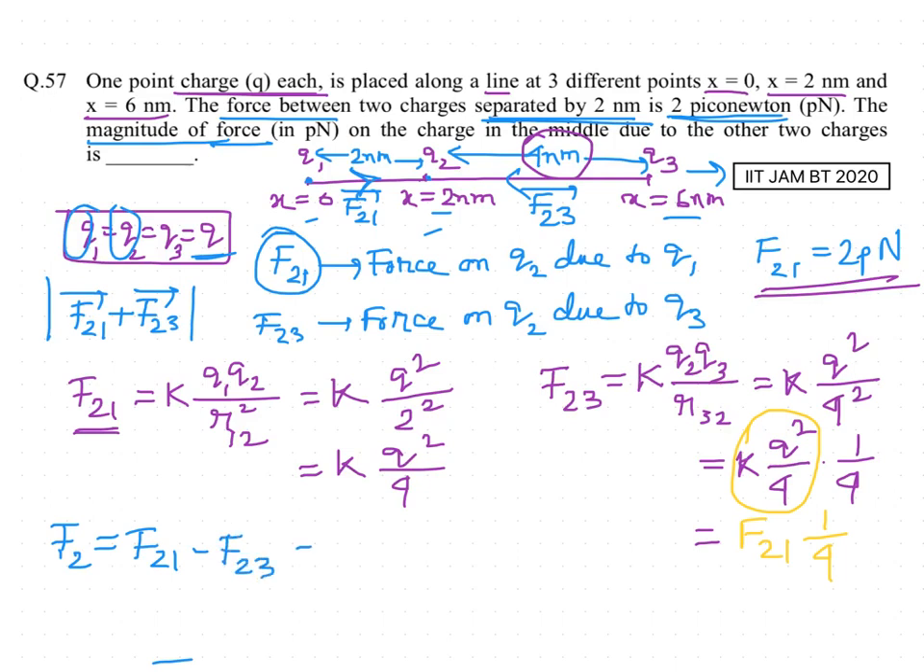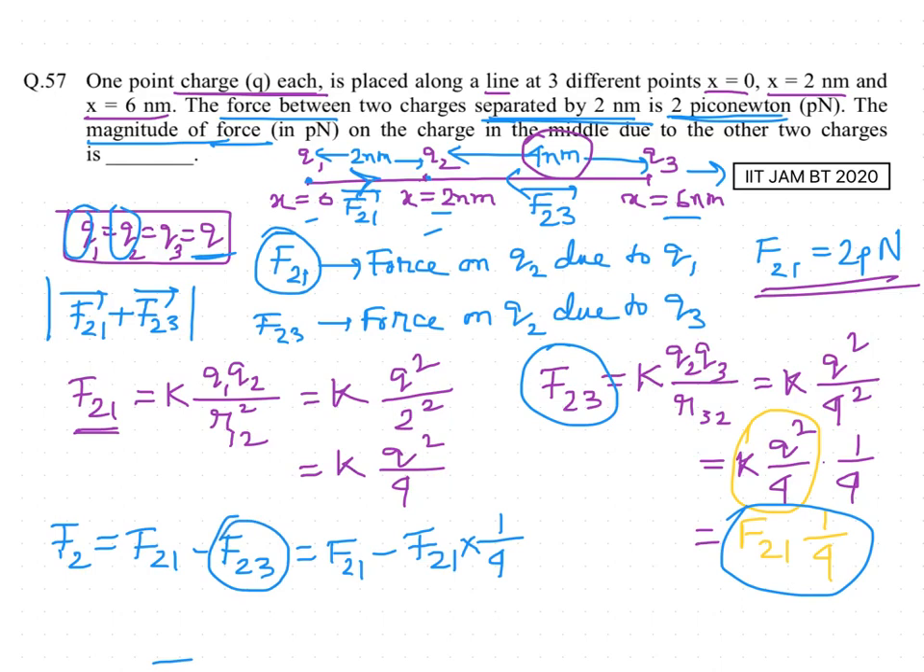Okay, and that is equal to F21 minus this thing, F21 times 1 by 4, right? This thing, F23, we replace F23 by F21 times 1 by 4. So in the next step we get F21 times, what do we get, 3 by 4, right? 1 minus 1 by 4, that is 3 by 4.